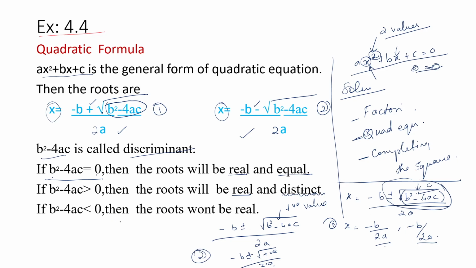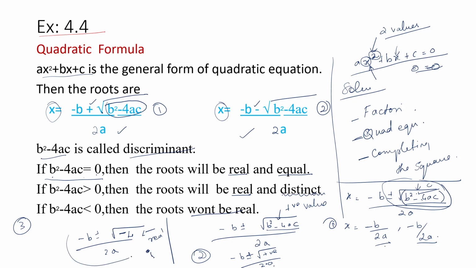Next, the third point: the roots won't be real. When will that happen? If the expression inside the square root is negative, that is, if b square minus 4ac is less than 0, suppose it is minus 4, then we can't find the root of this. It is not a real root. It is an imaginary root. We use i as the symbol for the imaginary root.